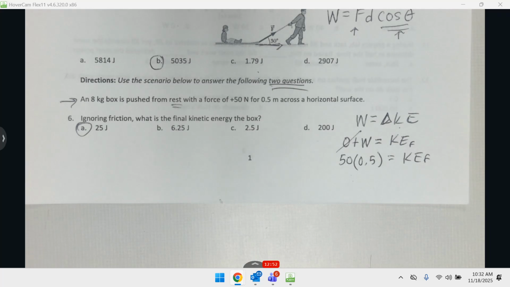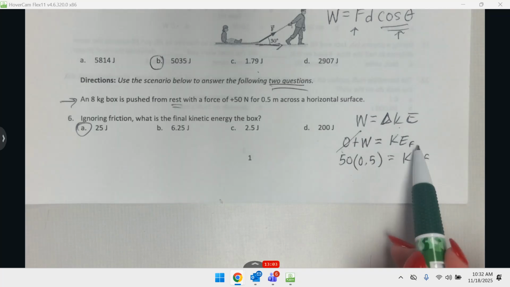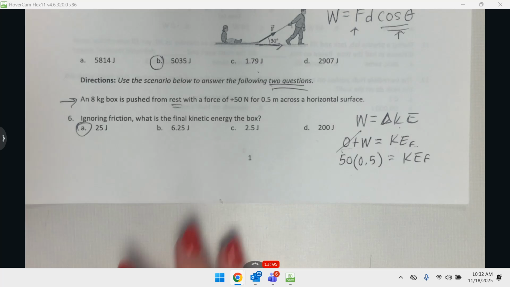80% of you guys got this one right, so most people figured out how to do that. But if you're forgetting it, you have to be able to write your own equation. This equation's not on the sheet. You have to know how to write your equation based on the scenario. So you might want to go back and look at that if you had trouble with that question.